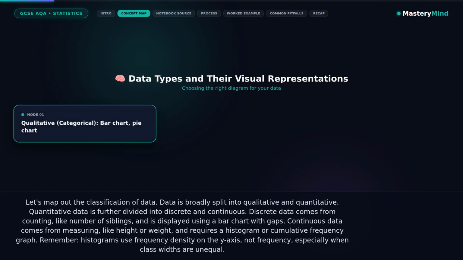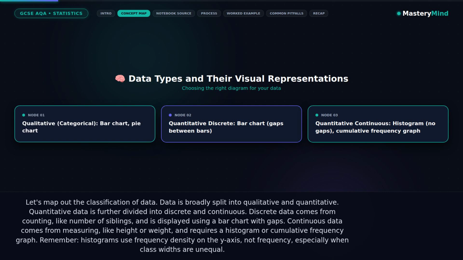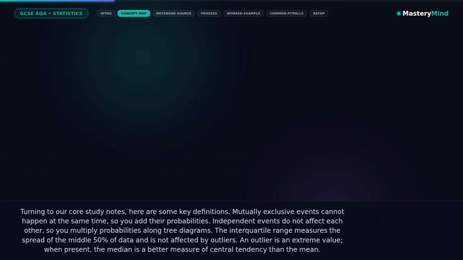Let's map out the classification of data. Data is broadly split into qualitative and quantitative. Quantitative data is further divided into discrete and continuous. Discrete data comes from counting, like number of siblings, and is displayed using a bar chart with gaps. Continuous data comes from measuring, like height or weight, and requires a histogram or cumulative frequency graph. Remember, histograms use frequency density on the y-axis, not frequency, especially when class widths are unequal.